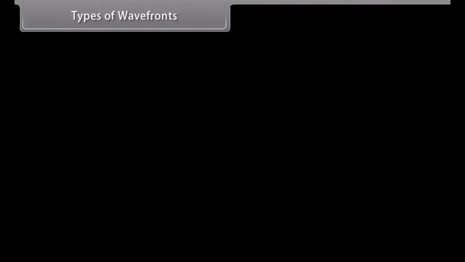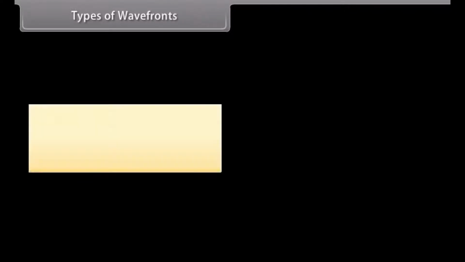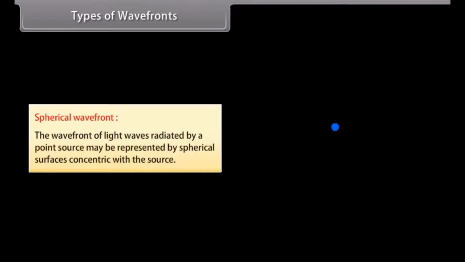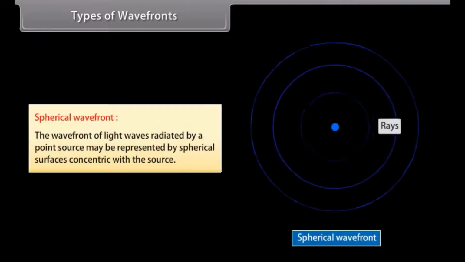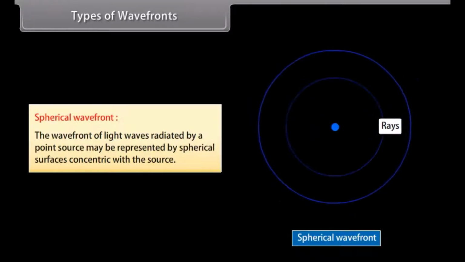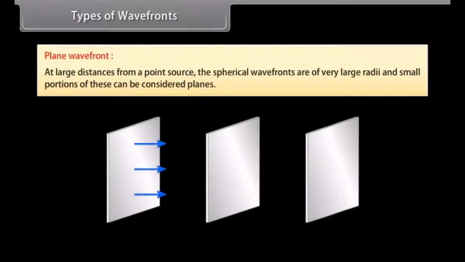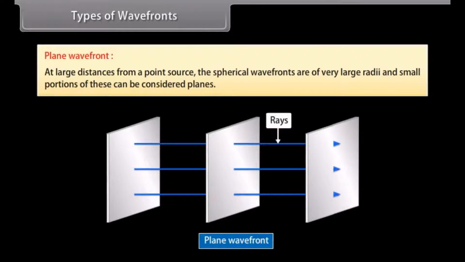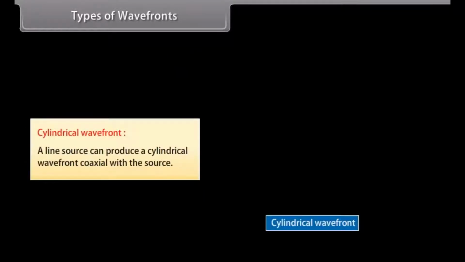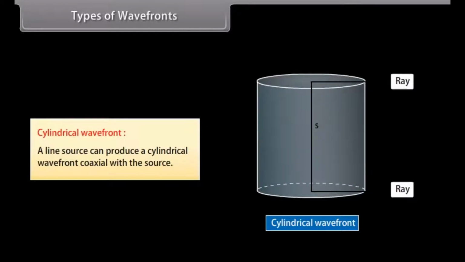Types of wavefronts. There are different types of wavefronts. Spherical wavefront: the wavefront of light waves radiated by a point source may be represented by spherical surfaces concentric with the source. Plane wavefront: at large distances from a point source, the spherical wavefronts are of very large radii and small portions of these can be considered planes. Cylindrical wavefront: a line source can produce a cylindrical wavefront coaxial with the source.